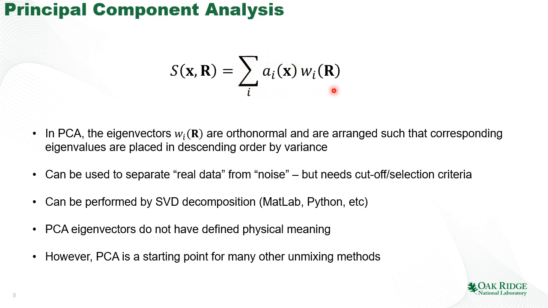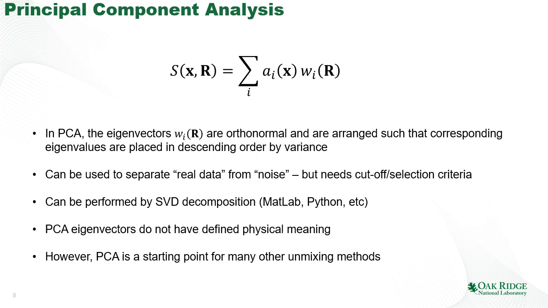represent it as a linear combination of loading maps that depend only on the spatial location, and the endmembers, or in the case of PCA, they're called eigenvectors, which depend only on our stimulus: wavelengths, voltage, any kind of control parameter. The important thing in principal component analysis is that these eigenvectors, omega i, are orthonormal and are arranged such that the corresponding eigenvalues are placed in descending order by variance.